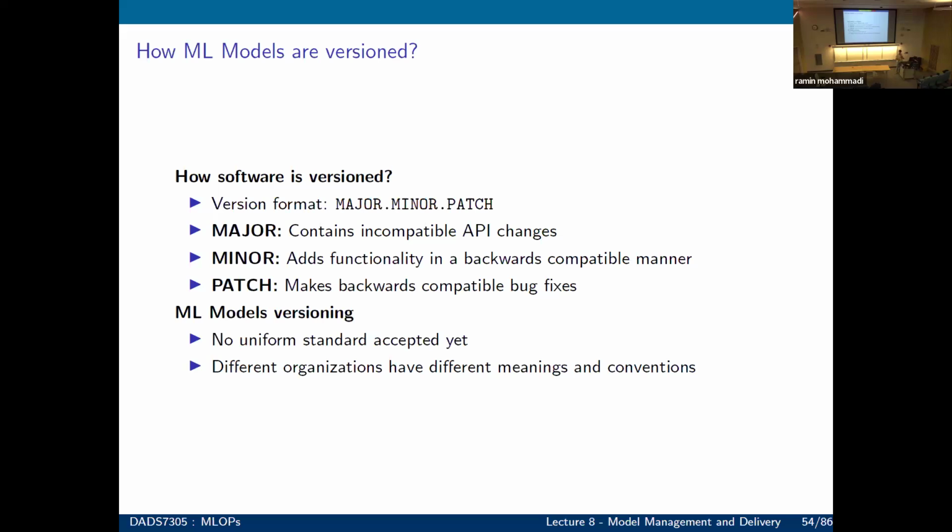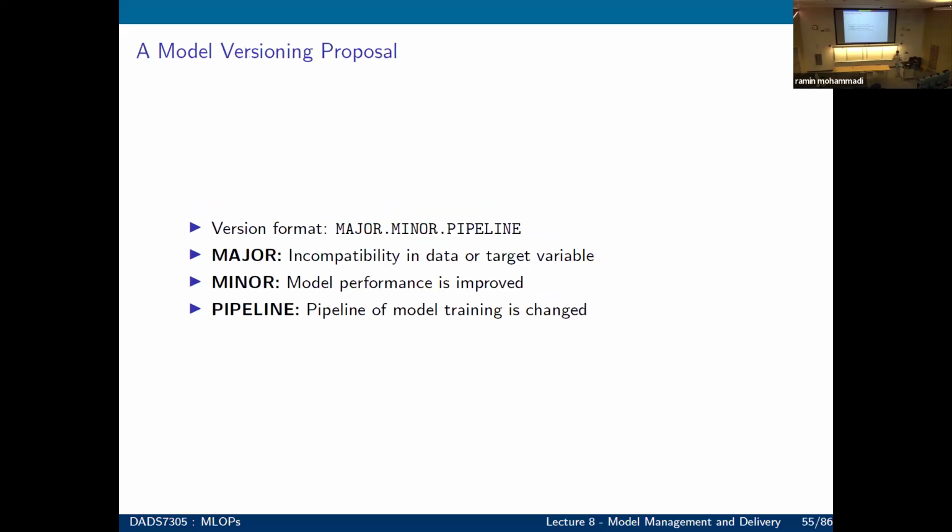But when it comes to machine learning models, there is no industry-accepted schema for versioning. All companies technically do whatever makes more sense for them. One recommendation is to do something like major, minor, pipeline. Major is when you have an incompatible data type or a different target. It's something where the nature of the pipeline has changed.